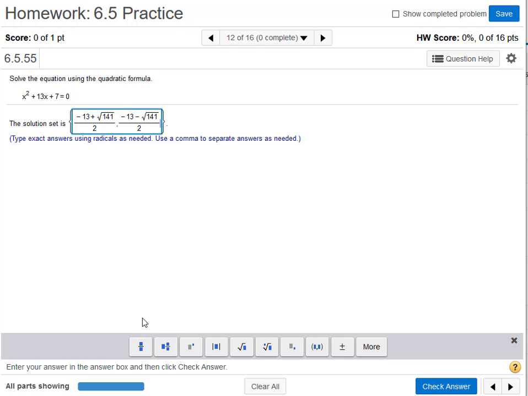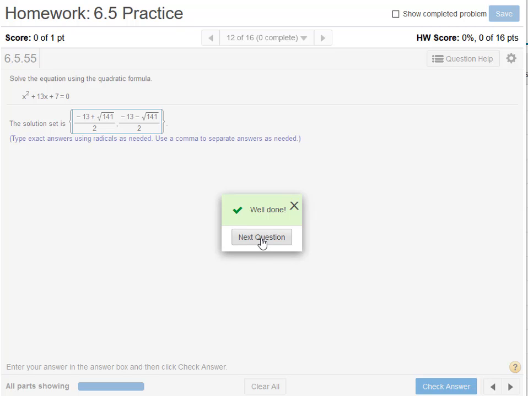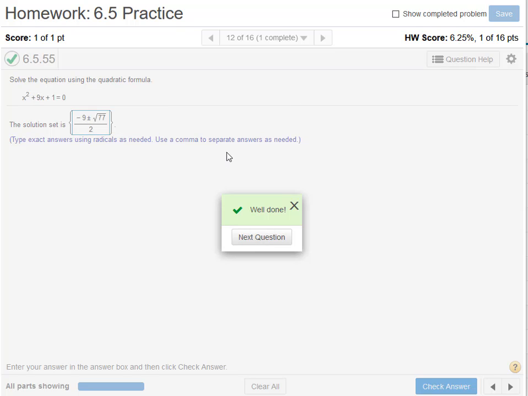You can also enter fractions other ways, but this is probably the simplest, especially as you're first learning how to do this. And then when you click check answer, you will hopefully see that it's well done, as this one was. Yay! So just to double check, I did another one.